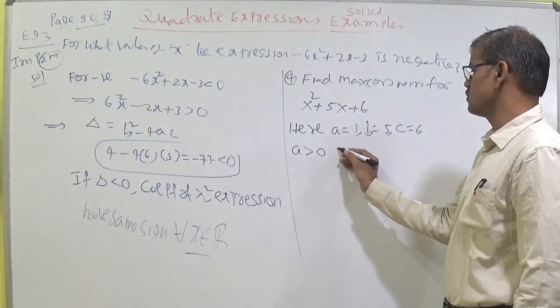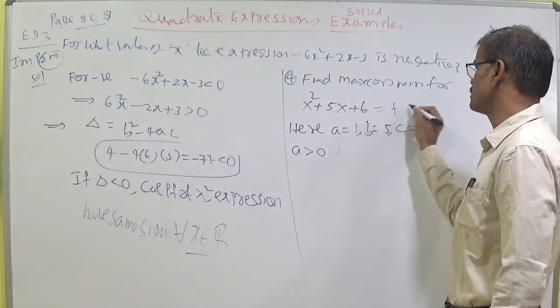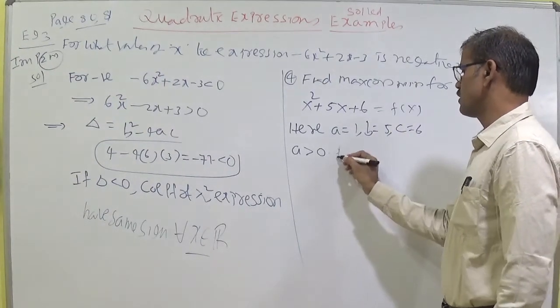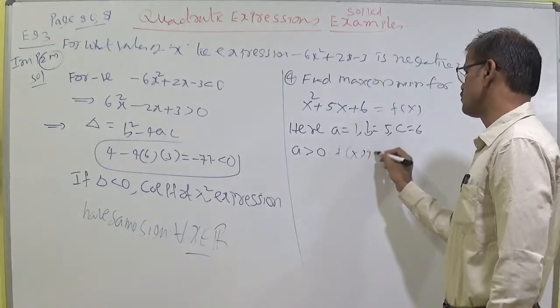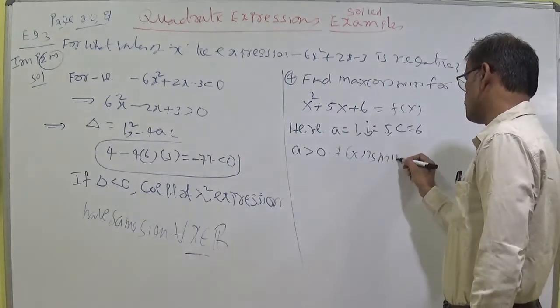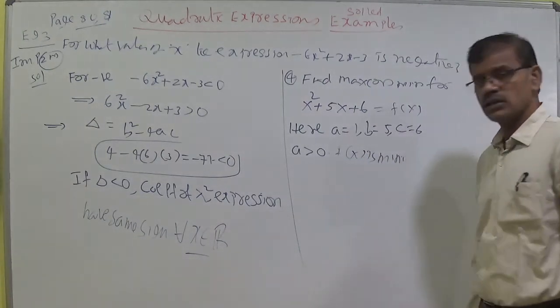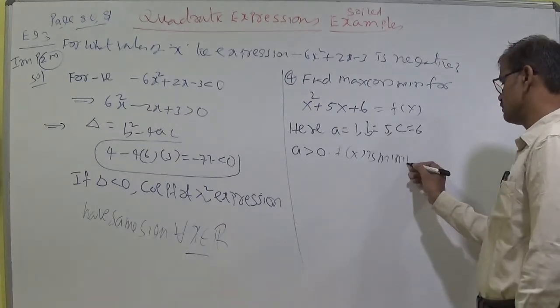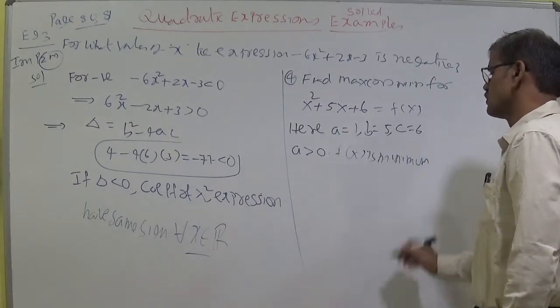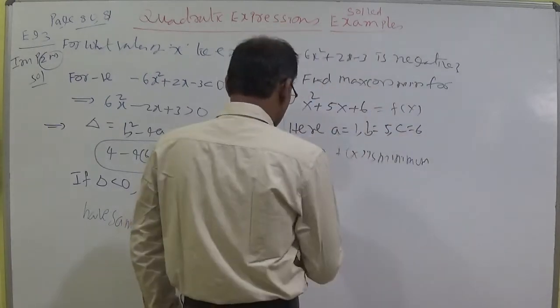Simply directly you can write a greater than 0. Whenever a greater than 0, f of x, put here this name as f of x, is minimum. Whether it is absolute minimum or local minimum or anything, you can write simply minimum. f of x is minimum.